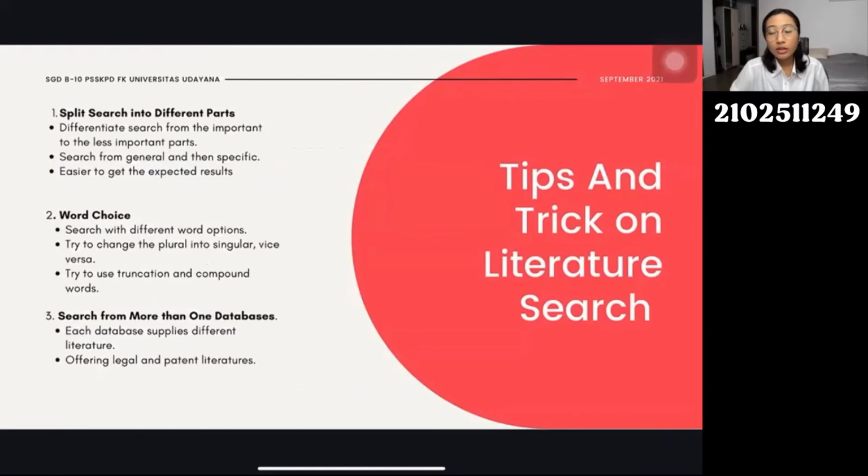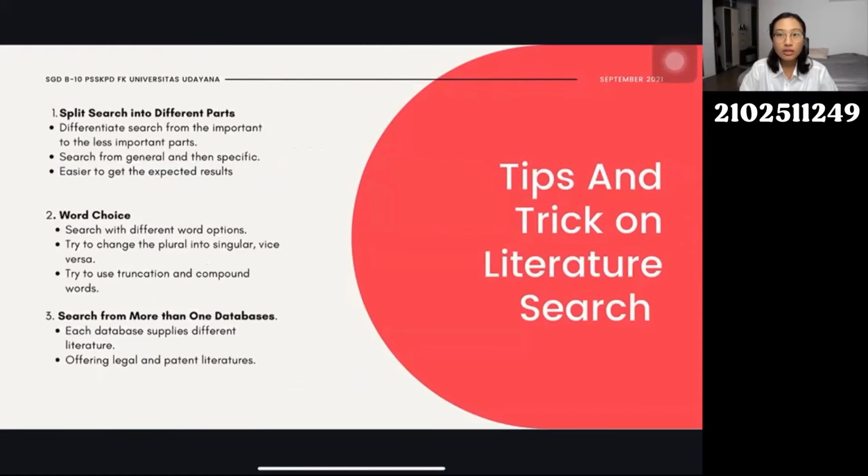My name is Fiona Natania, and I'll give you tips and tricks on literature search. There are 3 tips and tricks. The first one is split search into different parts. Differentiate the search from the important to the less important parts, then search from general to specific, so we could get an easier expected result.